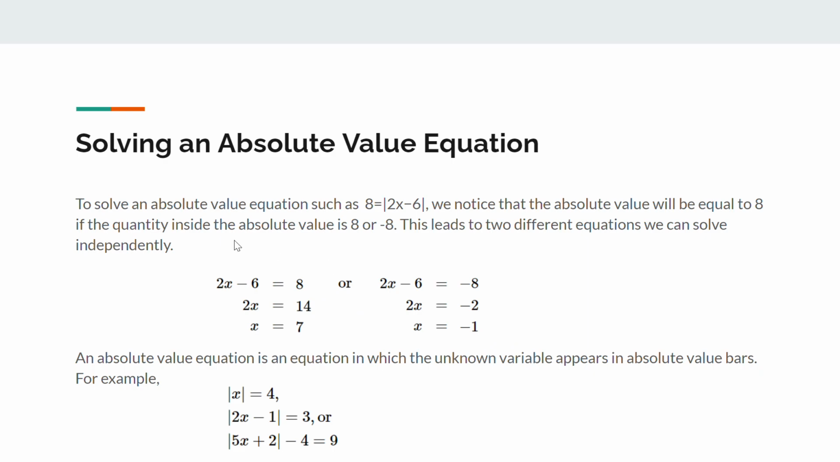An absolute value equation is an equation in which the unknown variable appears in absolute value bars. For example, the absolute value of x is equal to 4. The absolute value of 2x minus 1 is equal to 3. Or the absolute value of 5x plus 2, whole thing minus 4, is equal to 9. So just know that. That's how we usually solve the equation.